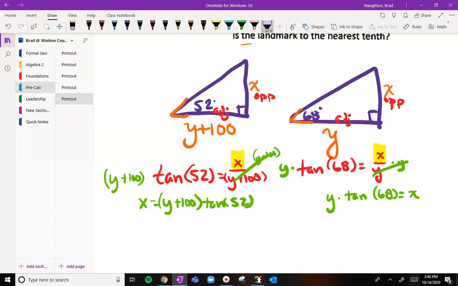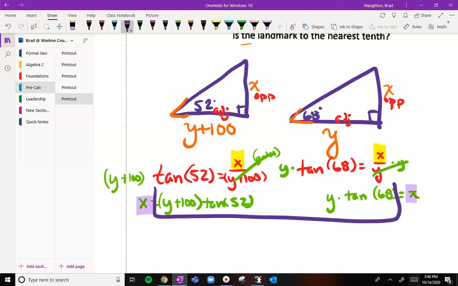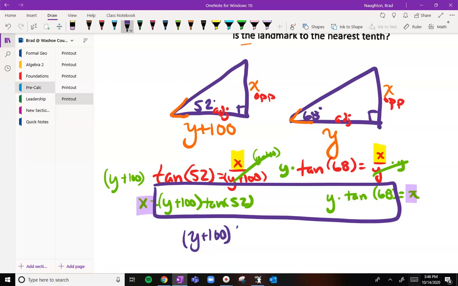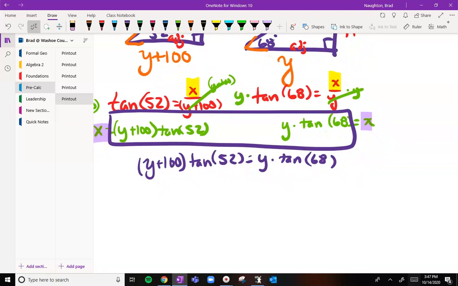Now they're both equal to the same x. So that means by the transitive property, a lot of geometry today, I can set these parts equal to each other. So (y plus 100) tan 52 is equal to y times tan 68. Now, again, this is where I mentioned before. If you are having issues, put the tan 52 and the tan 68 in the calculator. Then it makes a little bit more sense. You are going to have rounding errors, okay? But if it makes more sense to you, then do you, okay?